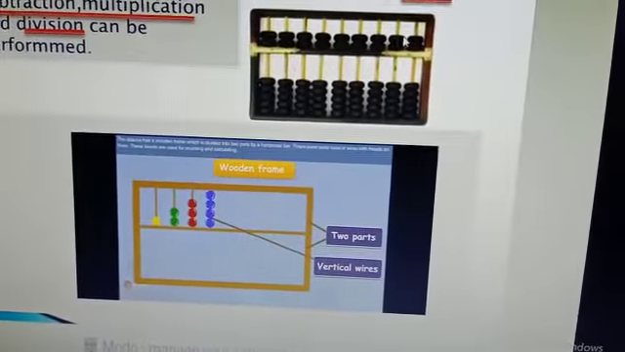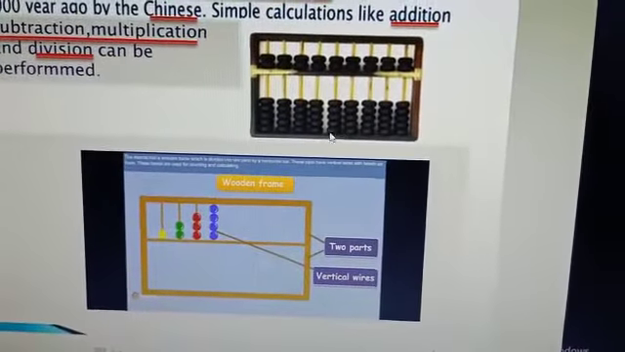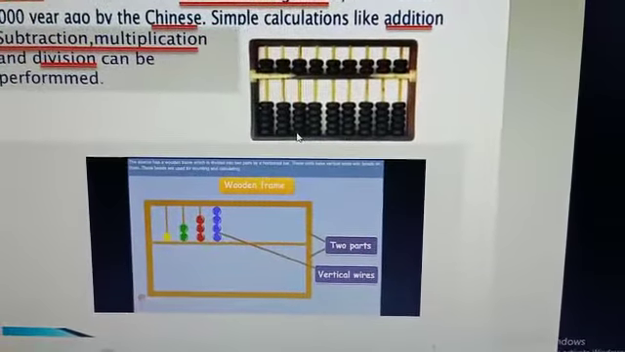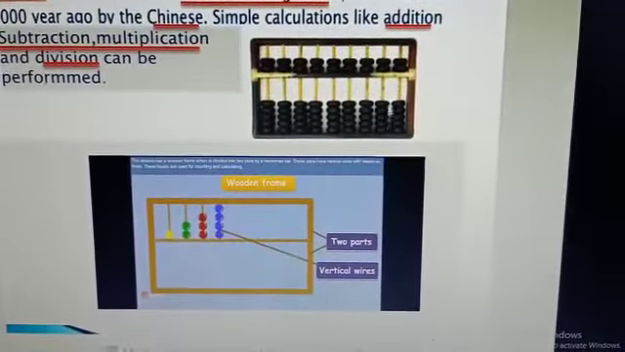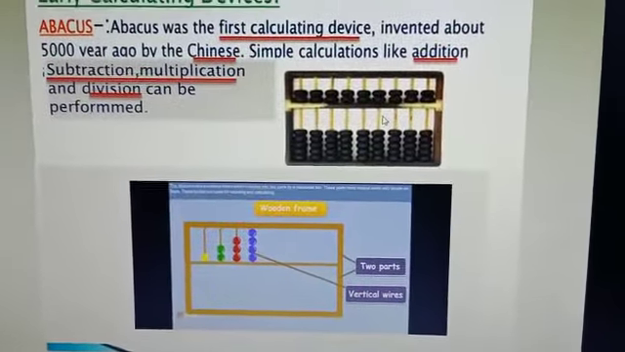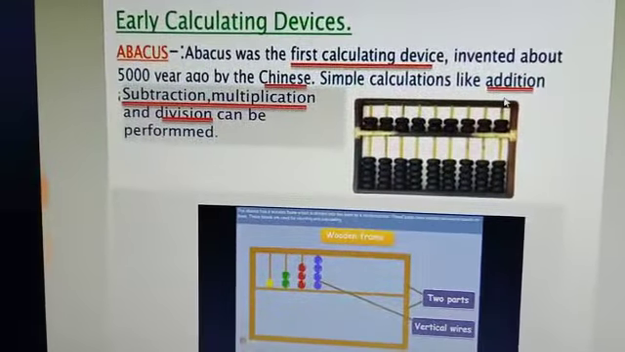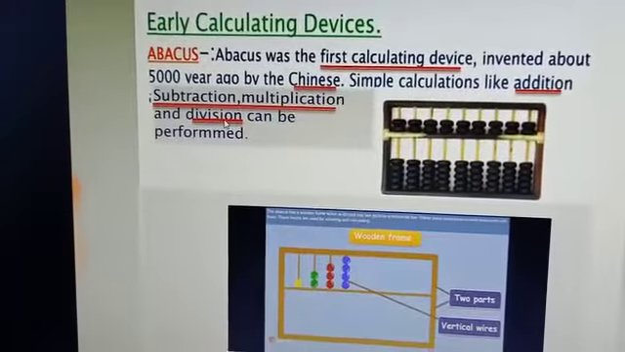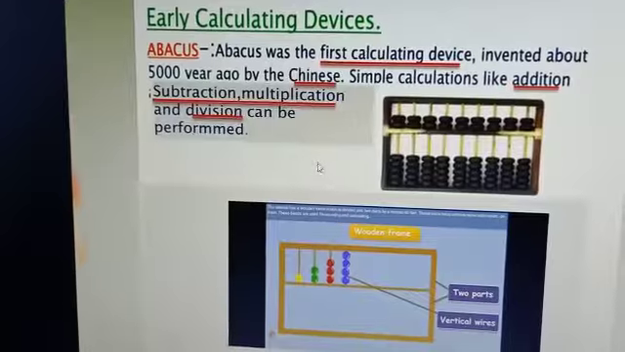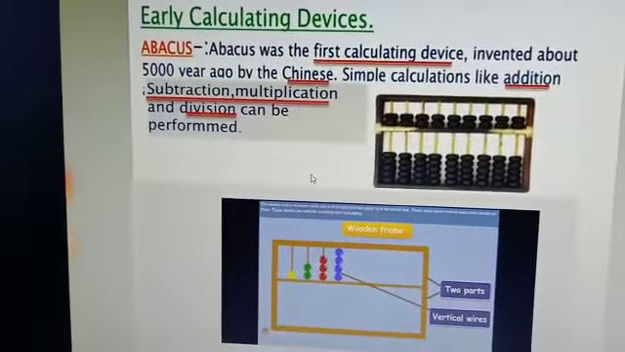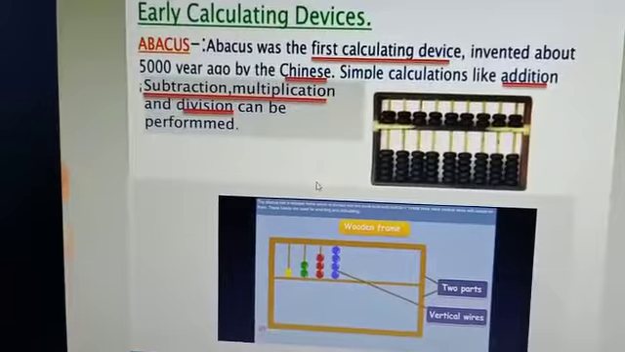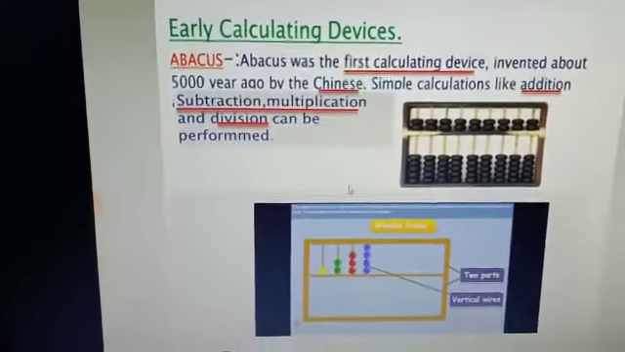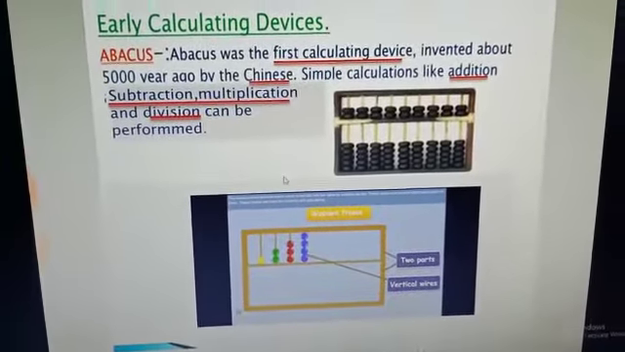Understood? Actually, when you move from right to left, the first string represents units, then tens, hundreds and so on. And by moving these beads, you can do the calculations. What all calculations we can do? We can do addition, subtraction, multiplication and division. So this abacus is still used as a calculating device in many advanced countries like Japan and Russia. Understood? So that's all about abacus.